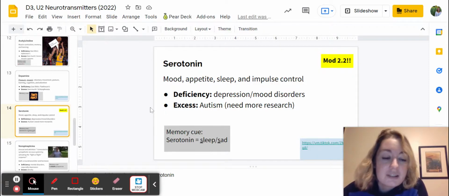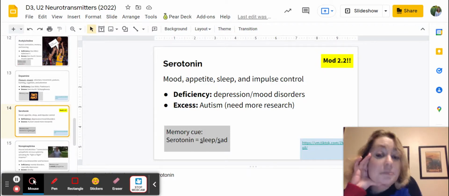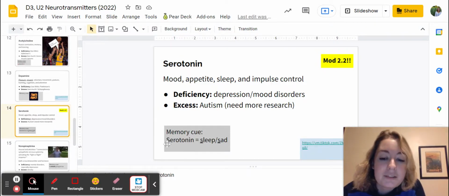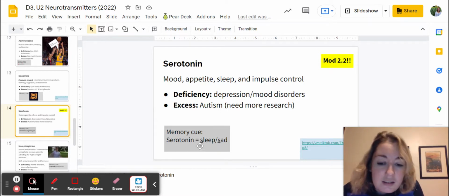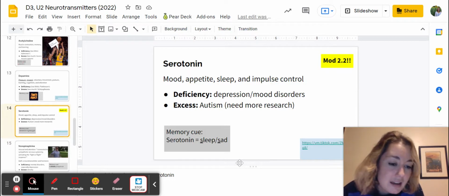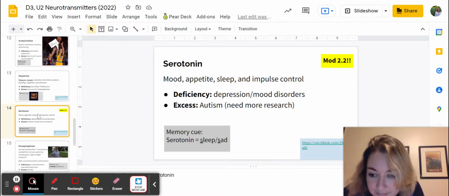Memory cue here for serotonin. Like I said, you can just remember the TikTok trend of, oh, that gives me serotonin, right? It's boosting my mood. But also a little acronym type thing: serotonin, SS, sleep, and then serotonin, SS, sad, right? If you don't have enough, you're sad.